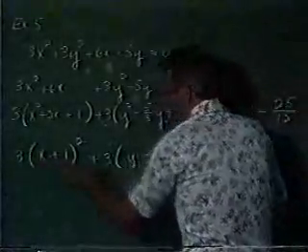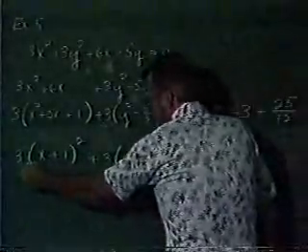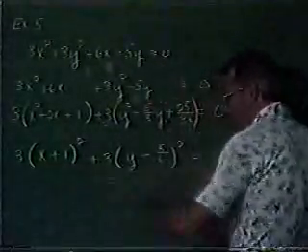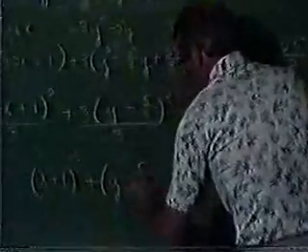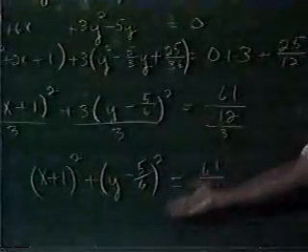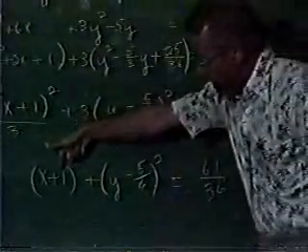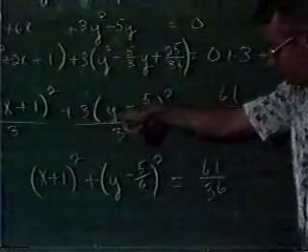All right, now we've got a problem here. We haven't been talking about a circle that had numbers out here in front. So what we'll do is divide to get rid of these numbers. If I divide everything by 3, I get (x plus 1) squared plus (y minus 5/6) squared is equal to 61/36. And now I have a circle whose center is at (minus 1, 5/6), whose radius is the square root of this.